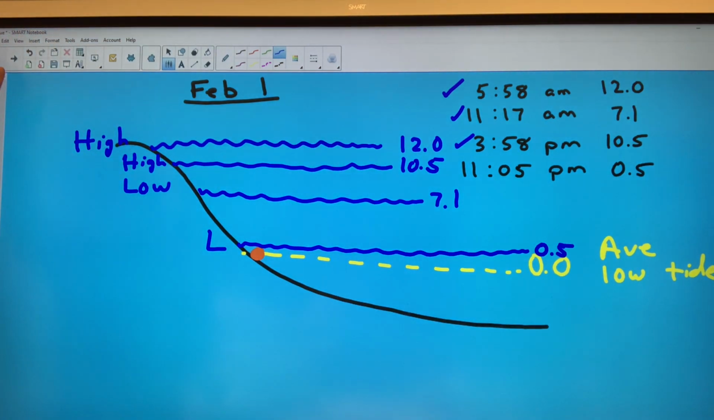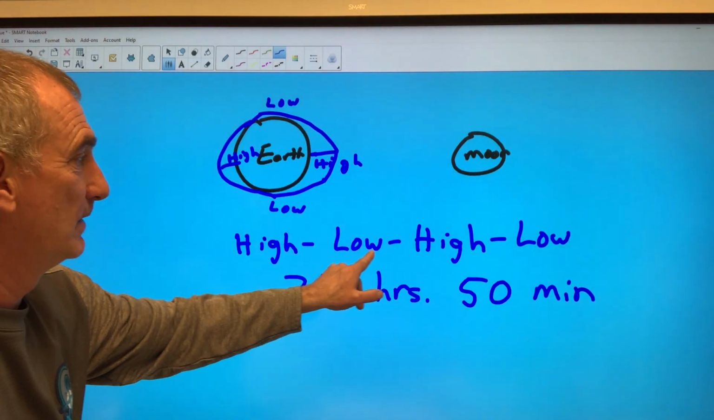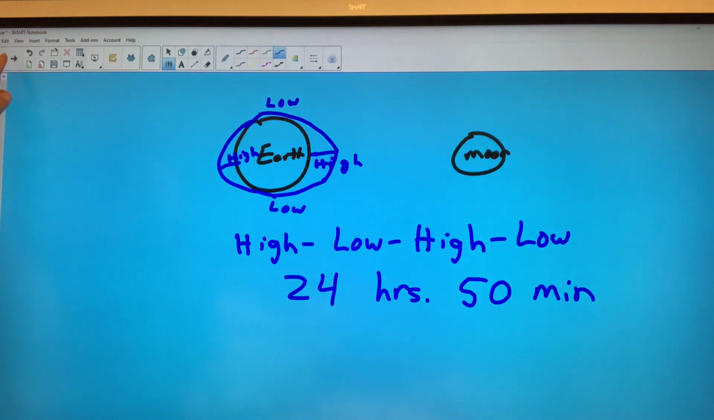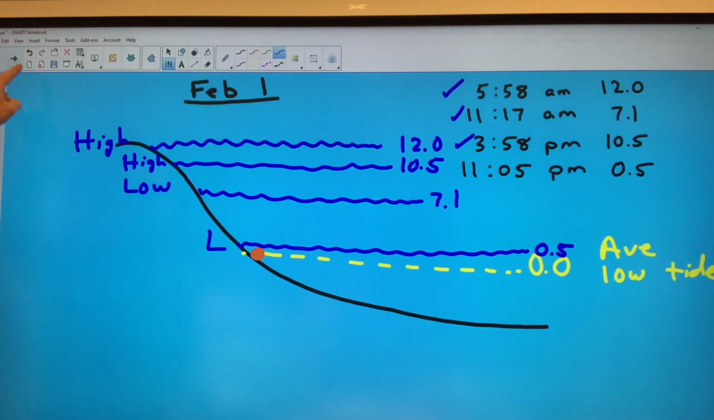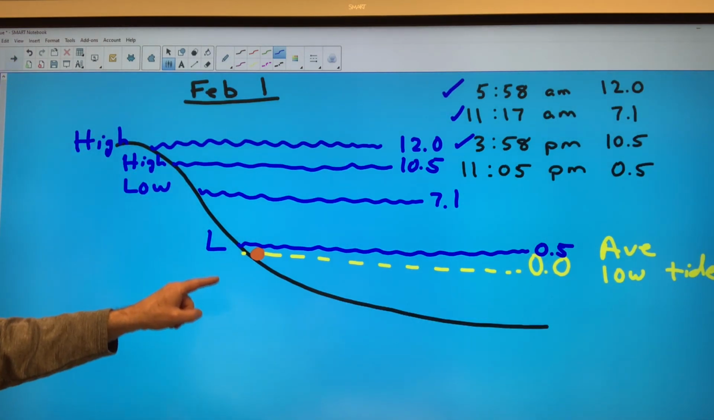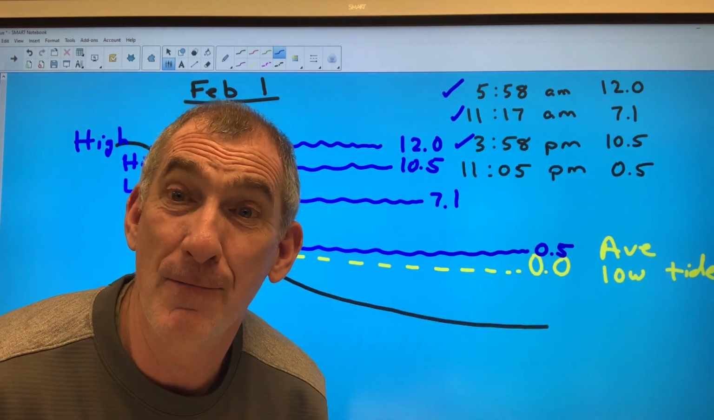And we just talked about a tidal cycle: a high tide, a low tide, a high tide, and a low tide. And they happen every 24 hours and 50 minutes. And that's what we got. A high tide, a low tide, a high tide, and a low tide. It happens every 24 hours and 50 minutes.